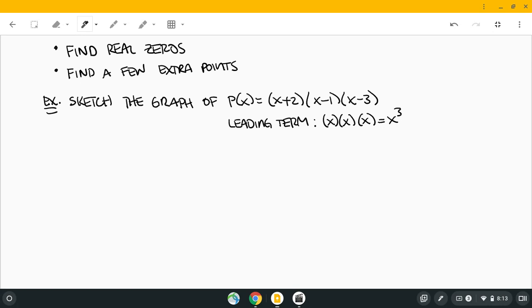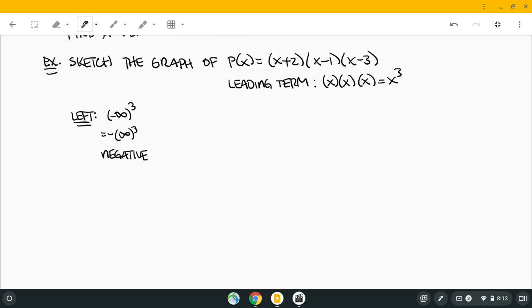All right, so let's do the left-hand behavior. On the left-hand side, x is negative, so I'm going to plug in negative infinity to the third power. Negative to the third power is negative, so we get a negative result. So on the left-hand side, it will be falling as x goes towards the left, which is negative. Our graph, our y values, will go down.